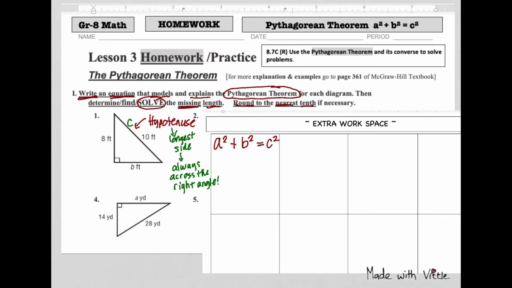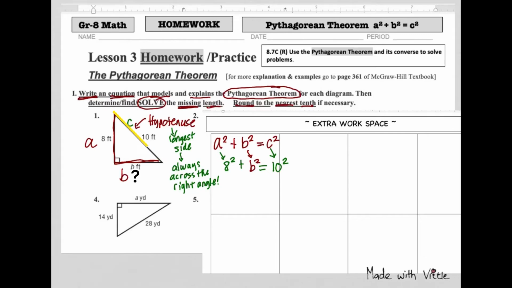While the legs will be the two sides that form the right angle. So this could be the B and this could be the A, or you can interchange their names. But remember, the C will always be the C, which is the hypotenuse, the longest side. In this case, the length of the B is missing. So let's go ahead and solve for the B. Substitute the given values. The B will still be B squared. So just bring it down. The C is 10 feet.